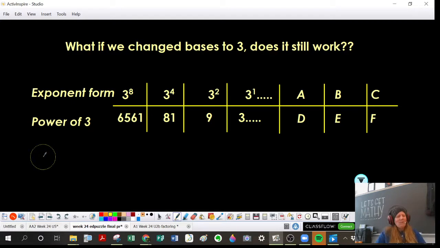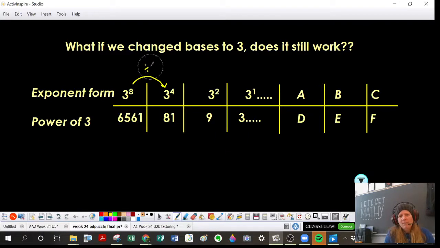What do you think would happen if we changed the base to 3? Do you guys think that this whole concept that we can write fractional exponents as radicals would still work? Yes or no? Well, let's check it out. Let's check it out, right?